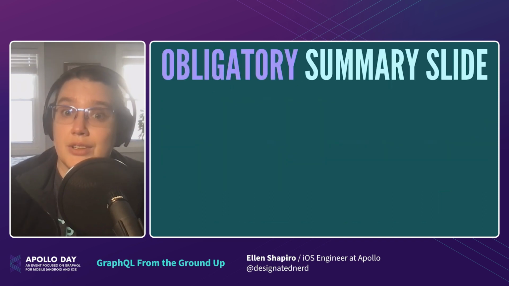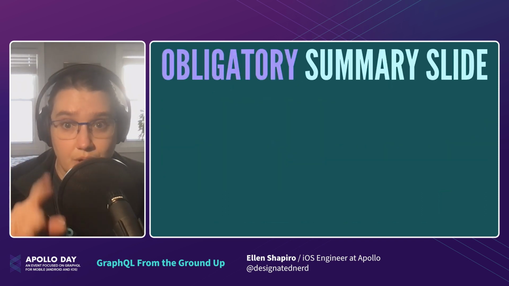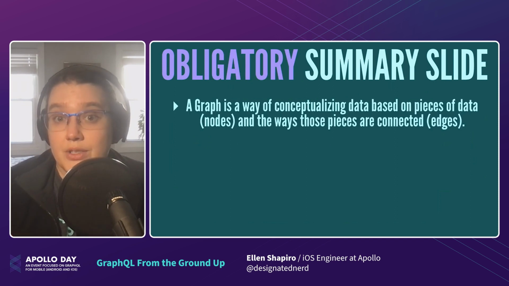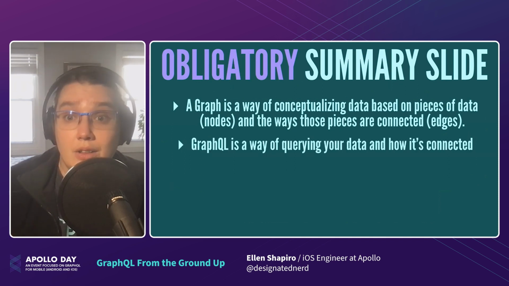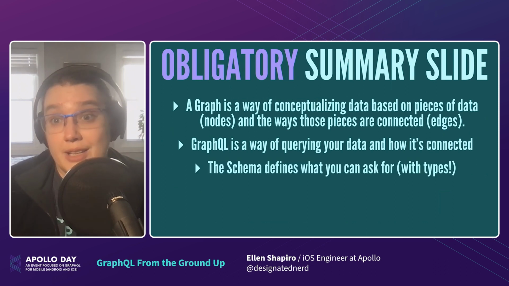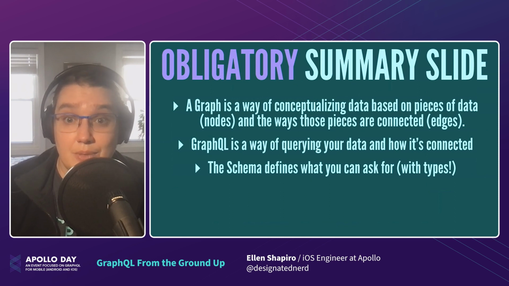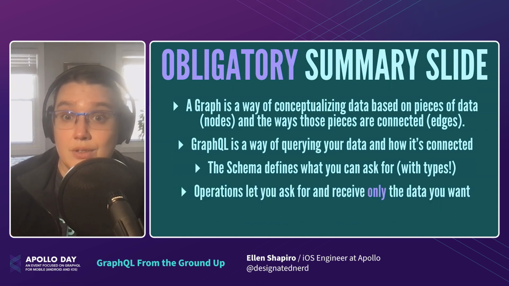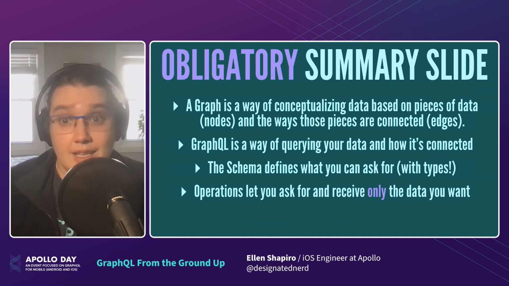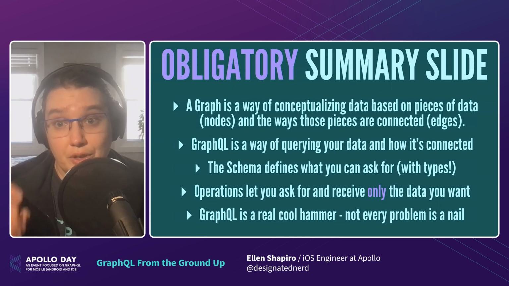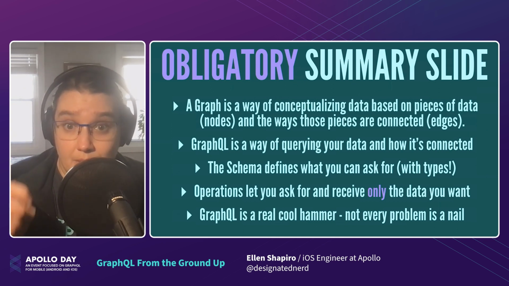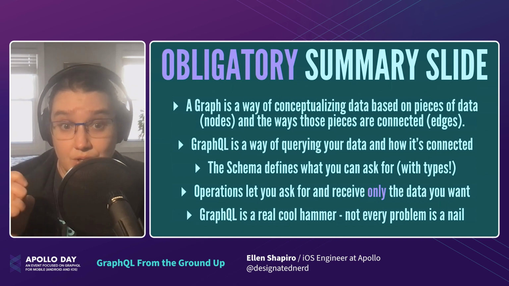So we have reached the part of the talk where I'm going to try to tell you what I told you in a way that makes you remember some of it. So first, a graph is a way of thinking about databases and how they're related. GraphQL lets you ask for information about what's in your graph and how it's connected, which is defined by the schema, along with types and the relationships between your pieces of data. You can then use operations to specifically ask for exactly the data you need and receive only that data back. And finally, remember, as with any tool, GraphQL has a lot of stuff that it can do really well. That is not literally everything. Be aware of its strengths and its weaknesses and use them wisely.